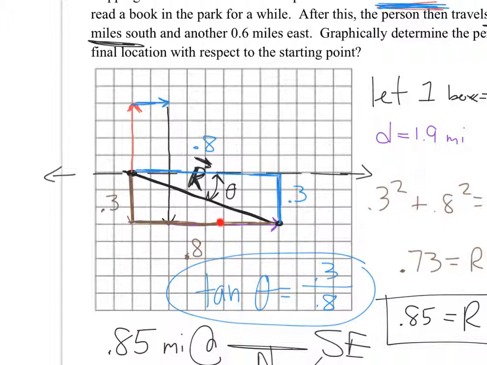If I use this angle, the tangent function is still opposite over adjacent, which is the same thing we get by using this triangle. So how do we get theta by itself? Press second tan 0.3 over 0.8 and see what you get for theta.